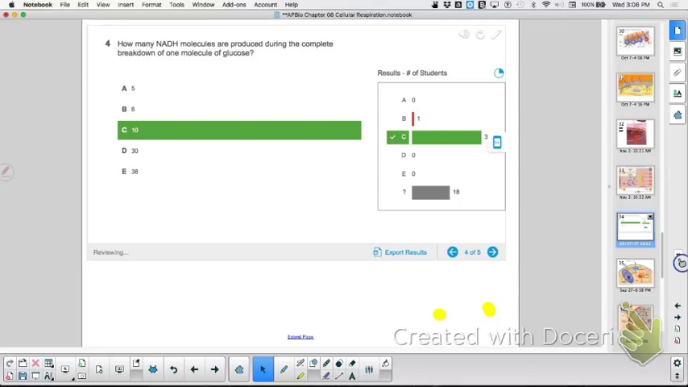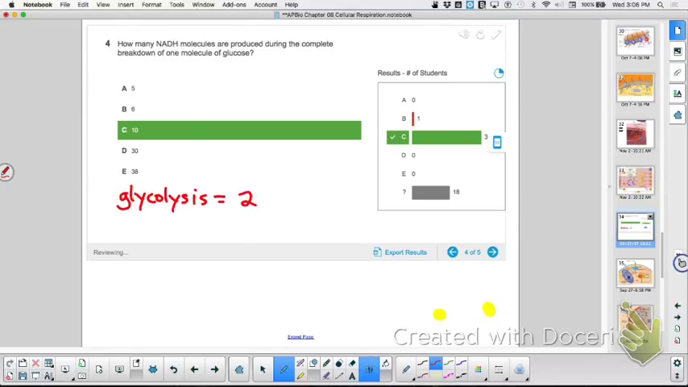Okay, so glycolysis, does glycolysis get me any ATPs? 2. Yes, 2. Good. Does transition prep get me any ATPs? No. Transition prep equals 0. Krebs cycle. 2. Do you agree with that? Yeah. 2. Electron transport chain.